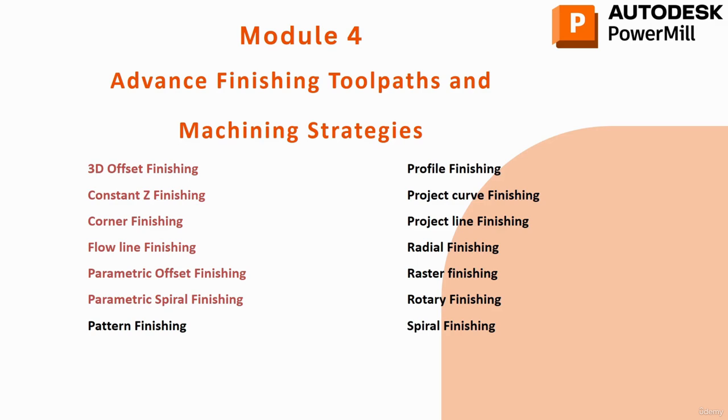So if you have the idea of how we can perform the parametric offset finishing, then it will be very easy for you to understand the parametric spiral finishing, not the offset, spiral. And spiral means going down like a spring wave, okay? So let's just start and do the parametric spiral finishing.